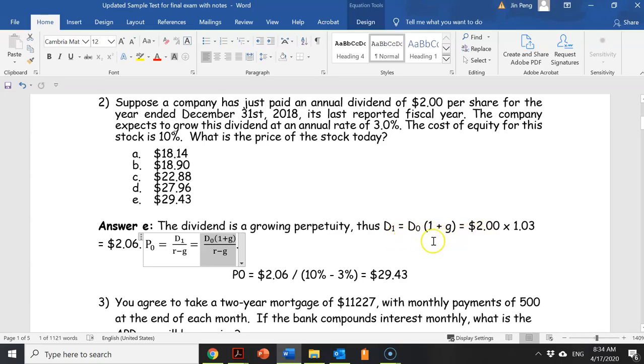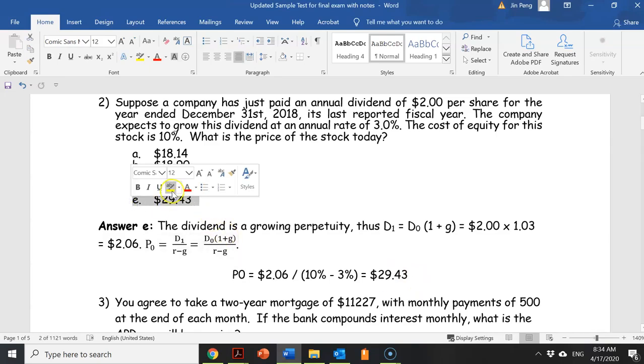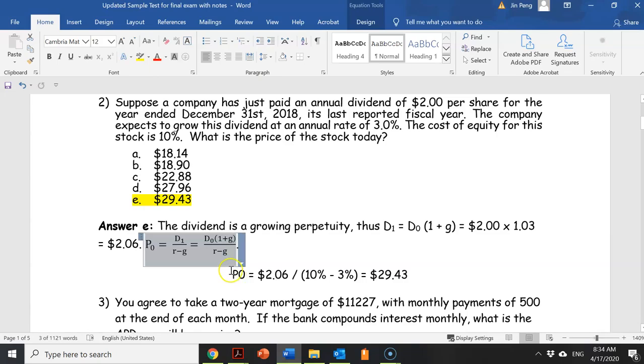D0 is $2, 1 plus G is 1 plus 3%, so we know D1 is 2.06. And we use this number divided by R, 10%, minus G, 3%. So we have 29.43 as our current stock price. Okay, so we just simply use the constant growth model for the dividend discount model. Okay, plug the numbers in of D0, R, and G.